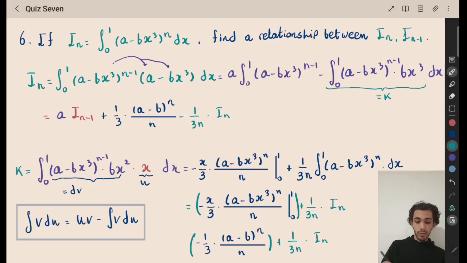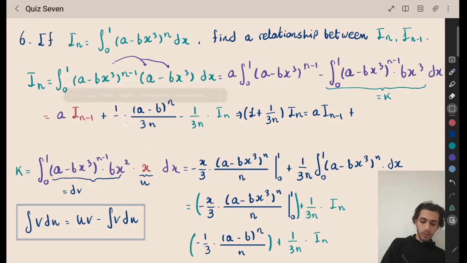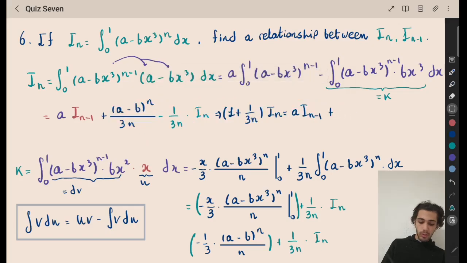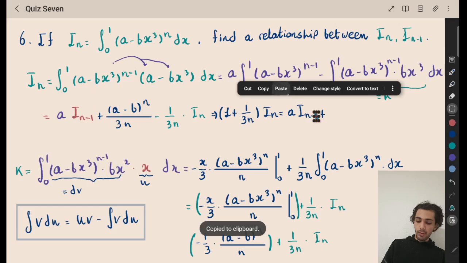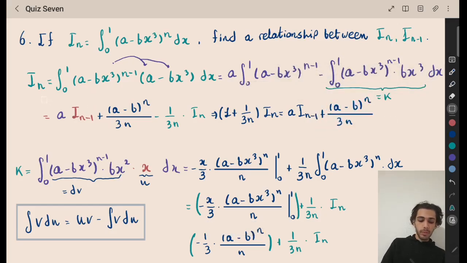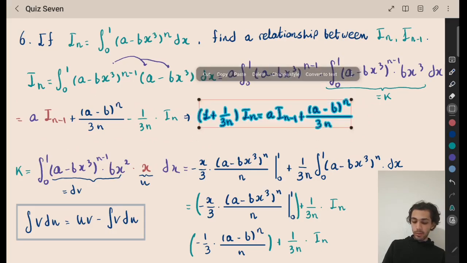Now this is a minus sign. Then in that case, if I add 1 over 3n of In to both sides, I get 1 plus 1 over 3n of In is equal to a In minus 1, added to that this expression, which I'll write like this for short, because we're running short on space. It's a long problem. There you go. And then this is really just the answer to the question.